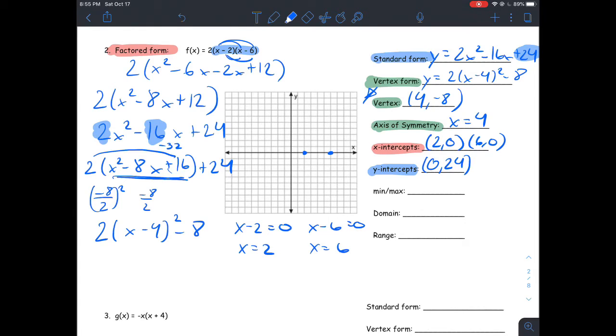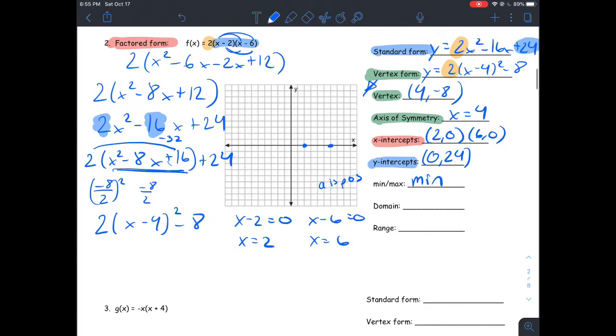All right. Then it asks if it's a min or a max. You actually can tell if it's a min or a max from all of the forms because the a value is pretty prevalent in all of them, right? This one, you see the 2, and the 2. So you can tell that from all of them. And in this case, since a is positive, right, we are going to have a minimum.